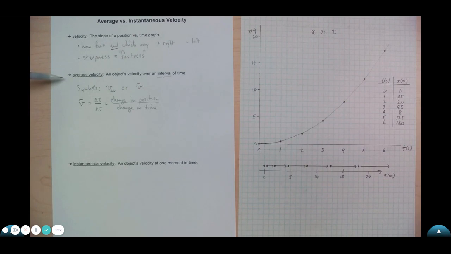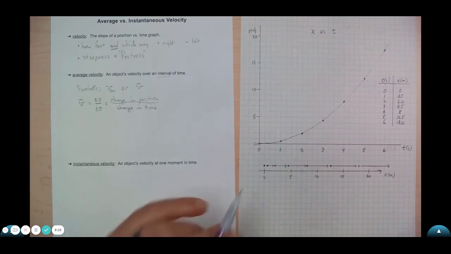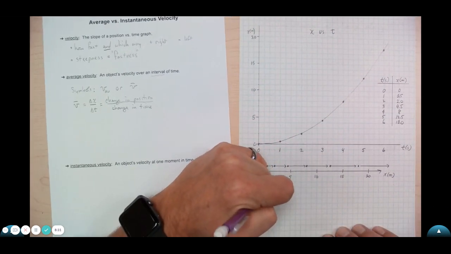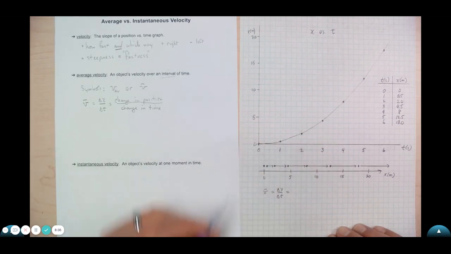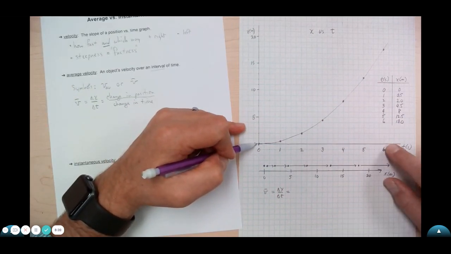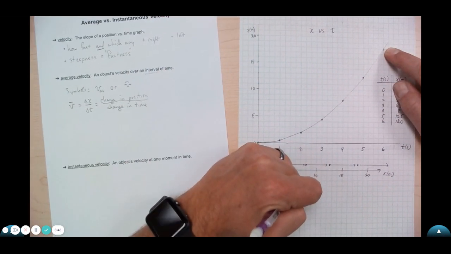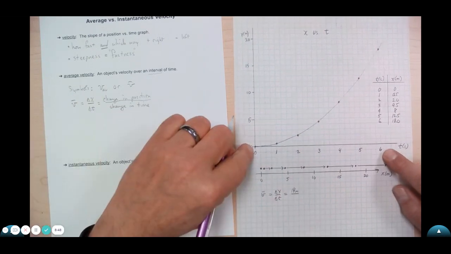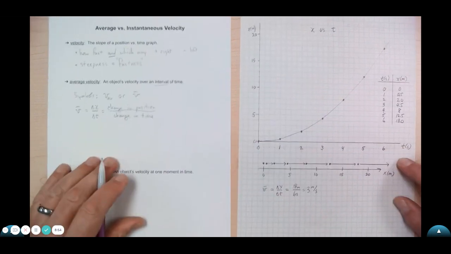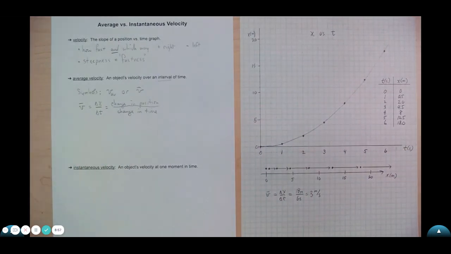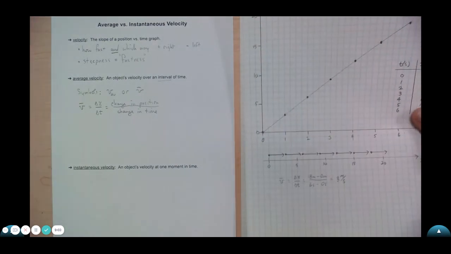We could figure out the average velocity of this thing over the 6-second interval. And let's go ahead and do that. The average velocity is change in position over change in time. The change in position is 18 minus 0 meters, so 18 meters. The change in time is 6 minus 0 seconds. 18 meters over 6 seconds equals 3 meters per second. Now here's the weird thing. If you paid attention, that is the exact same average velocity we saw with this motion.